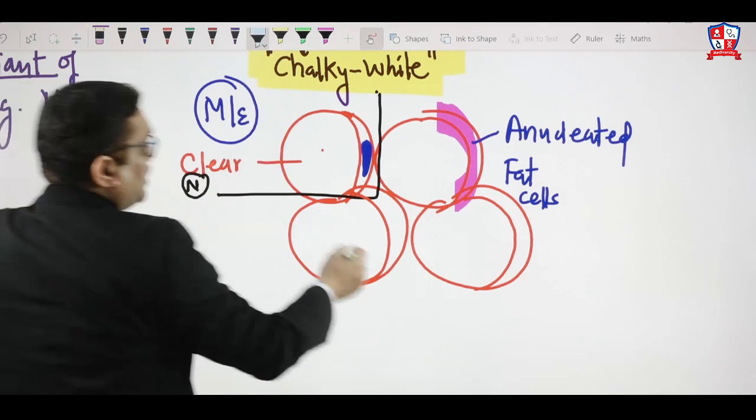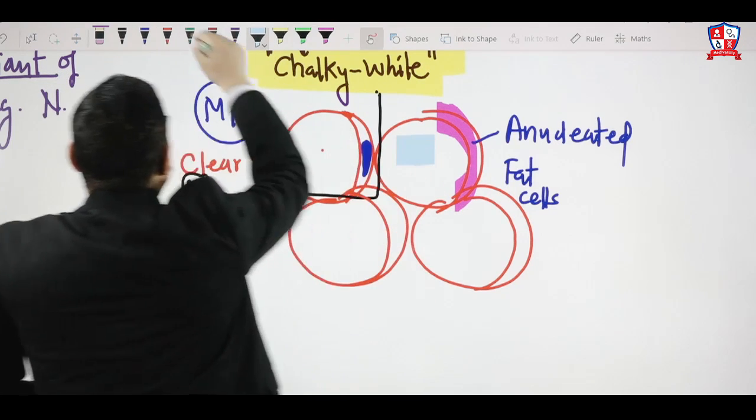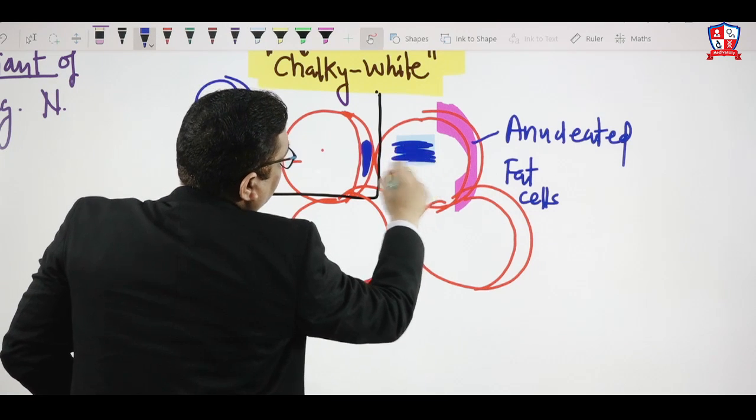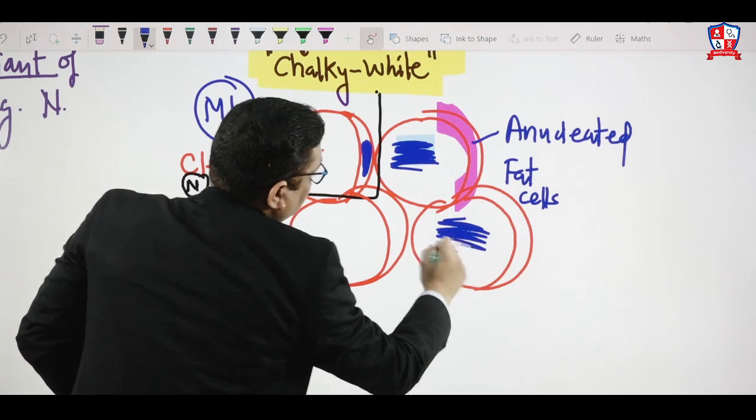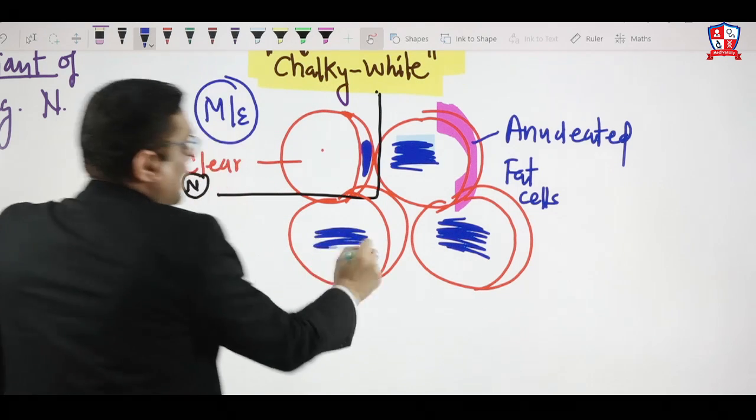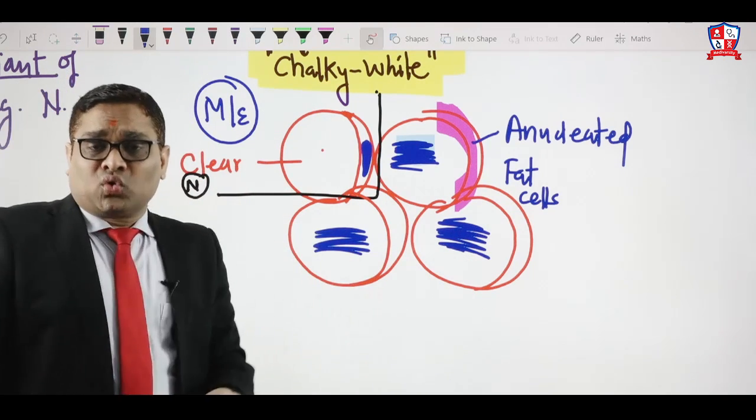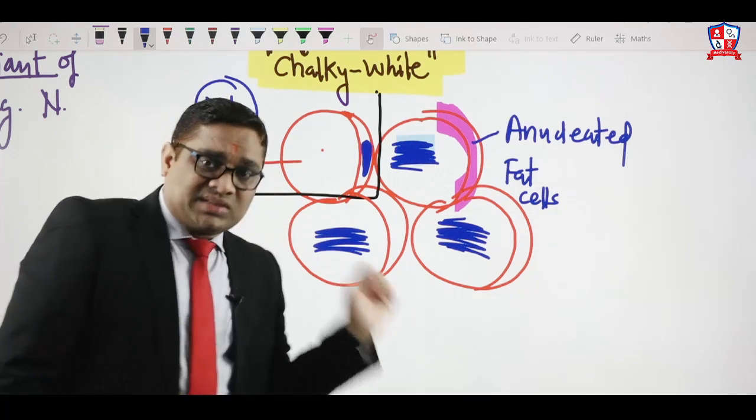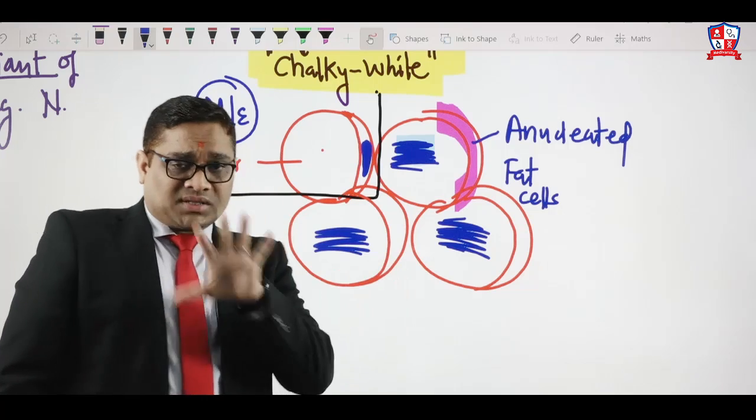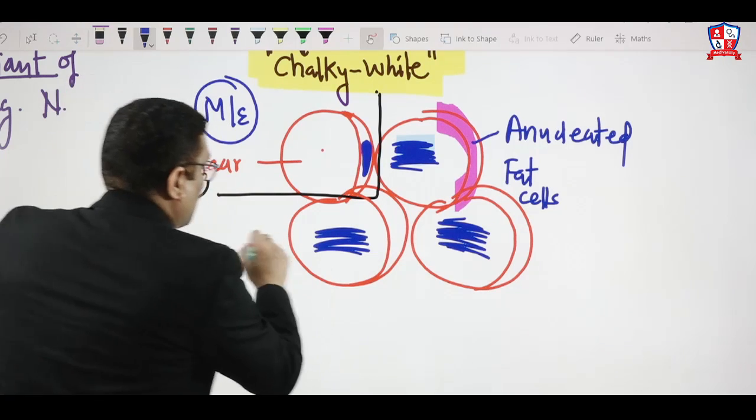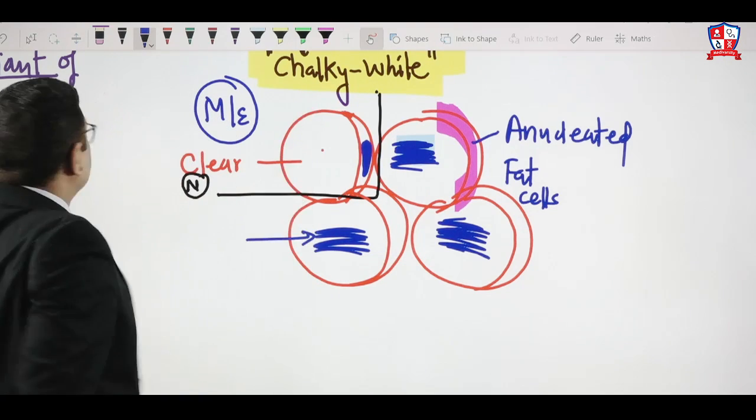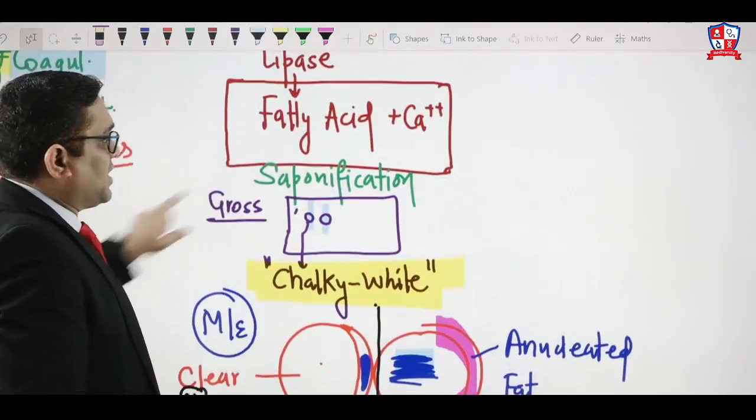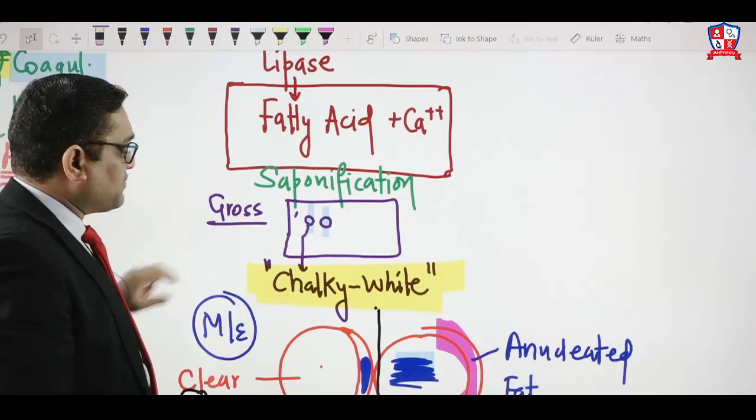And moreover, when you observe inside the fat cells, you will find what I am showing you. These are amorphous basophilic calcium deposits. Calcium will look like this only, right? So that is how you have to identify calcium. Because see what I have said, with saponification, there will be calcium, right? That calcium is the reason for the chalky white appearance.